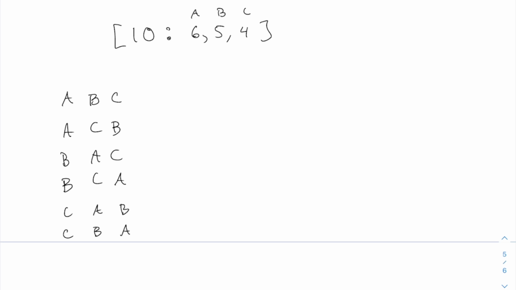Now I'm going to write down the weights in those particular orders. So ABC goes 6, 5, 4. ACB goes 6, 4, 5. BAC is 5, 6, 4. BCA is 5, 4, 6. CAB is 4, 6, 5. And CBA is 4, 5, 6. All right?